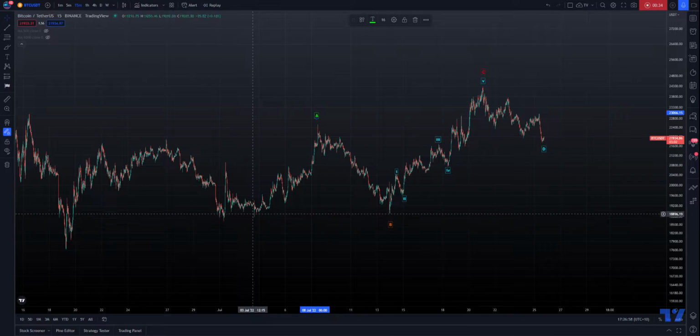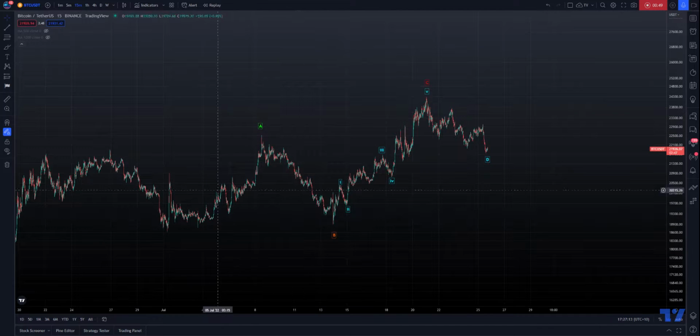It's not an easy pattern to decipher. Corrective patterns aren't always that clear, unfortunately. So, look, it's definitely difficult when you get moves like this, right?